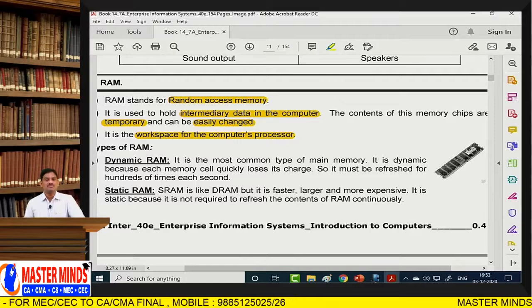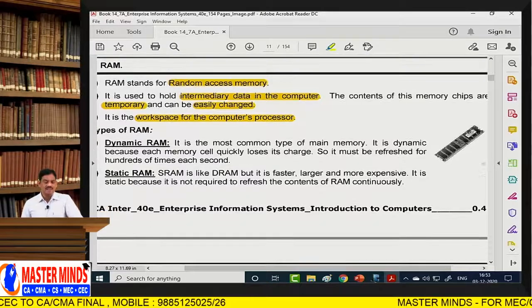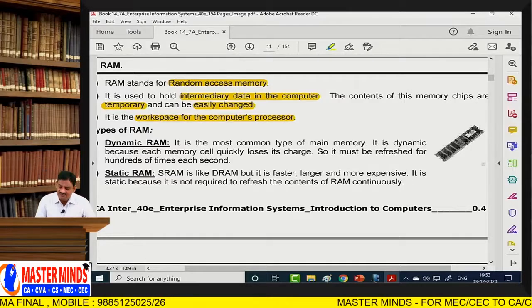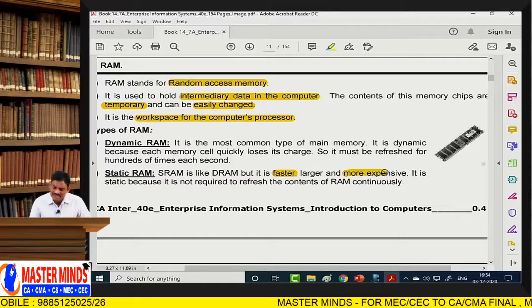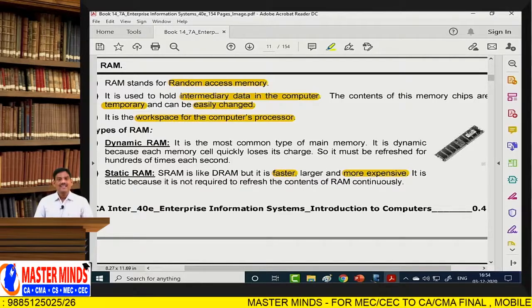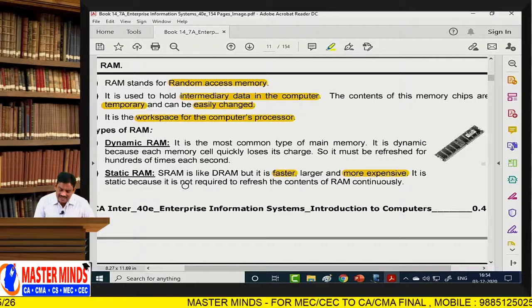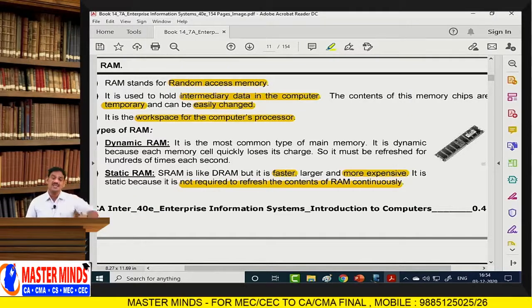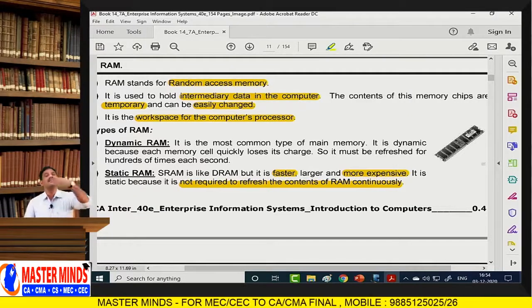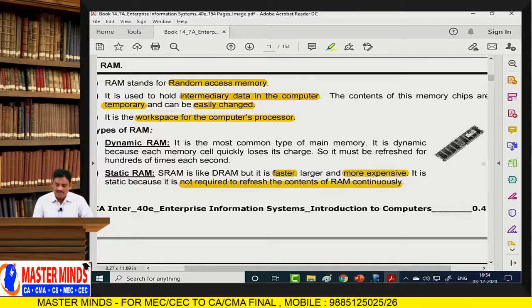Two types of RAMs. What are they? Static RAM. The second one is dynamic RAM. I told you static RAM is always faster. It is expensive. It is static. What is static? Fixed. Because it is not required to refresh the contents of RAM continuously, whereas with dynamic RAM, you always require refreshing the circuitry.